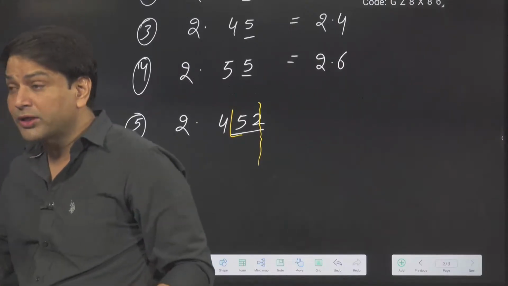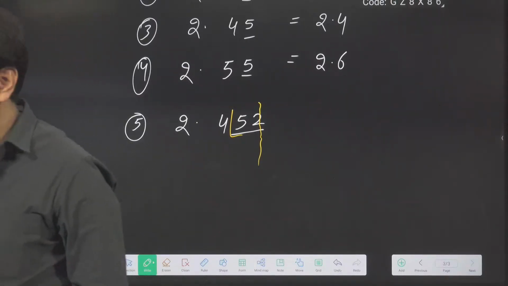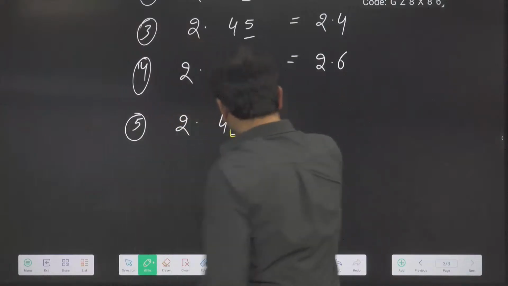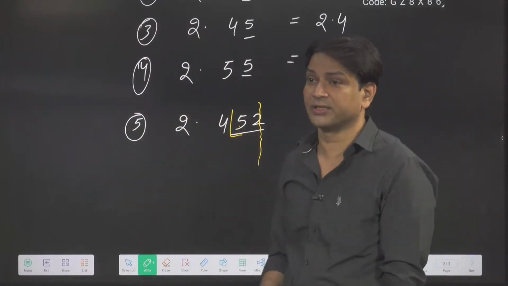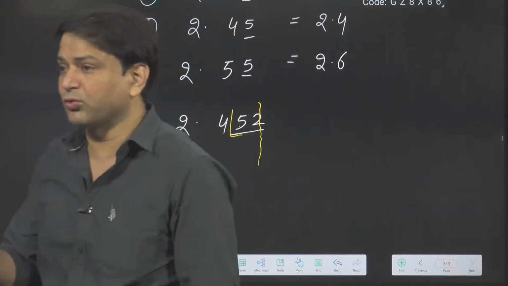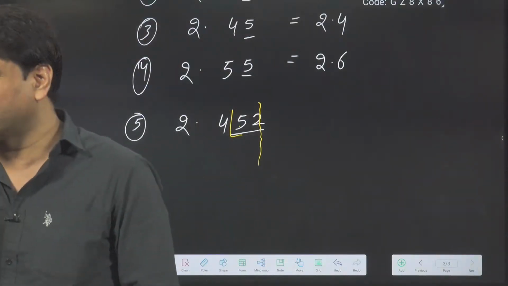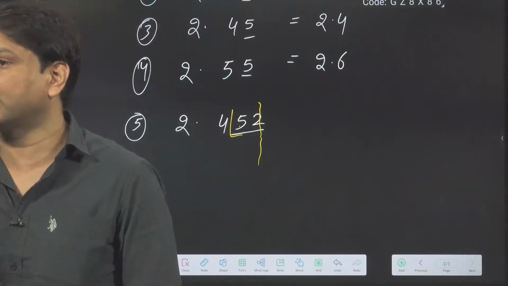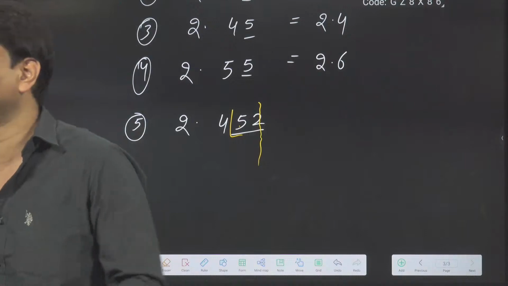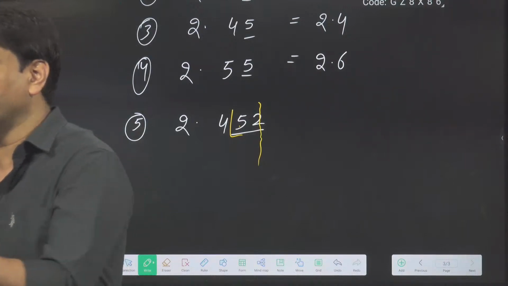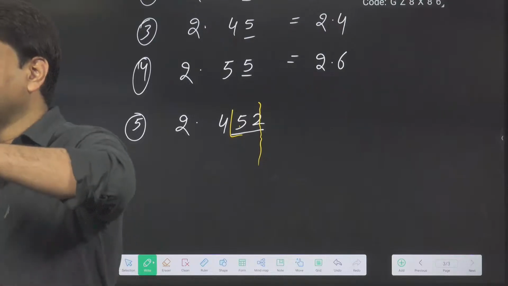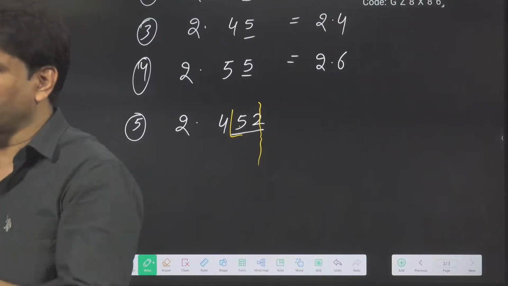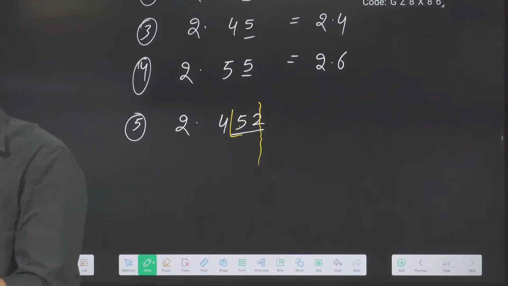But here you don't have to drop just 5. You have to drop more than 5. Why? Because after 5 we have a non-zero digit. So the value you have to drop is not 0.05, you have to drop 0.052. So its value is more than 5 there. For more than 5, only one rule is there: the preceding digit we will increase by 1.